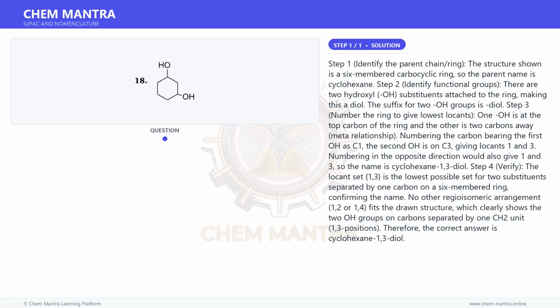Step 1. Identify the parent chain ring. The structure shown is a 6-membered carbocyclic ring, so the parent name is cyclohexane.